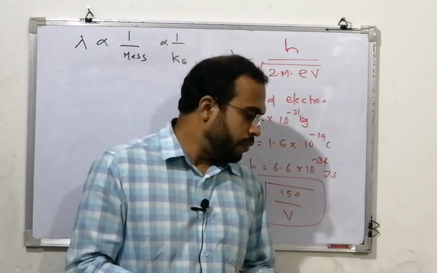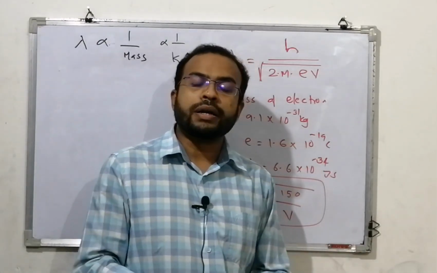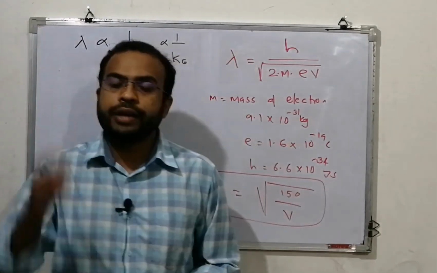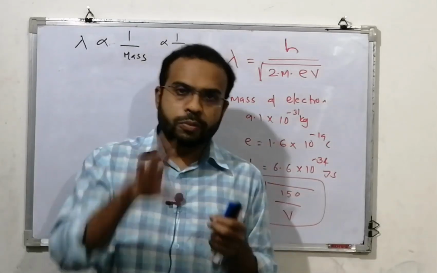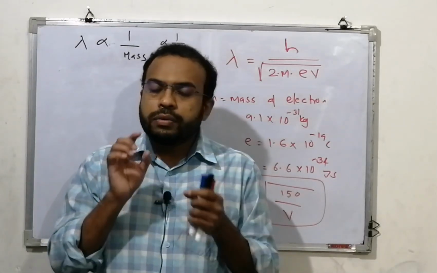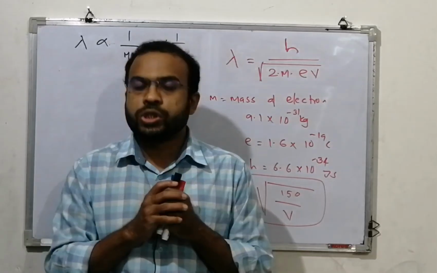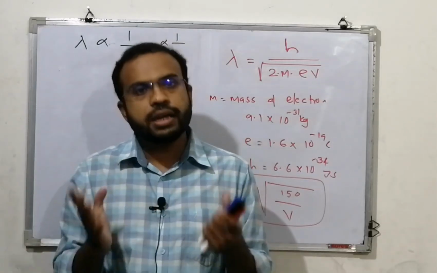What is the lambda, the wavelength associated with a moving particle? Suppose I throw a stone. A stone is moving. There is a wave associated with the stone. We cannot see that, but there is.